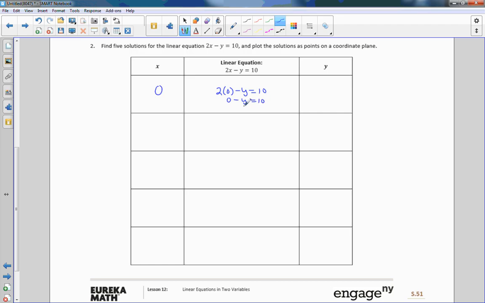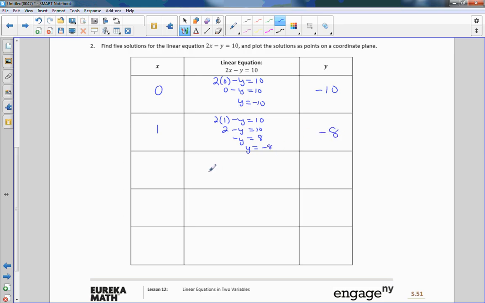So therefore, let me move this up. So that just means negative y equals 10. So if I multiply both sides by negative 1, I get y equals negative 10. Okay, so now I'm going to choose 1. 2 times 1 minus y equals 10. 2 minus y equals 10. Subtract 2 from both sides, I get negative y equals 8. So y equals negative 8.